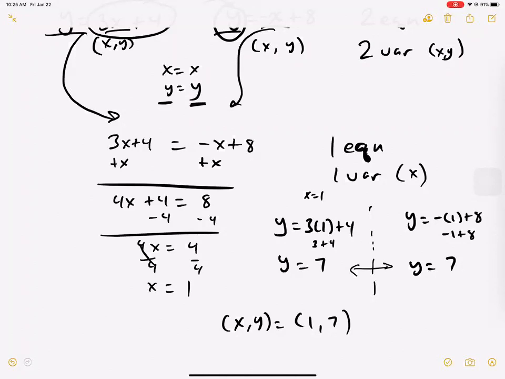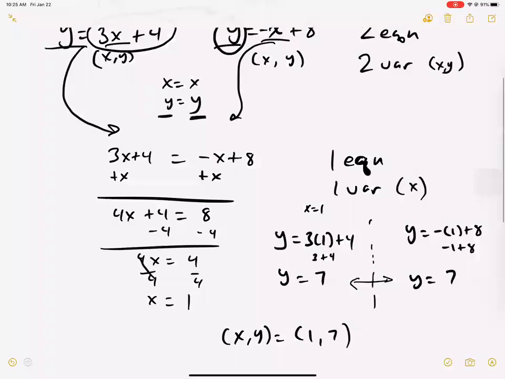Algebra, though, there is no parallax. It's not like it kind of looks like 1 and doesn't look like 1. It's 1. X is 1. And when we plug x into the equation again, we end up with 7.